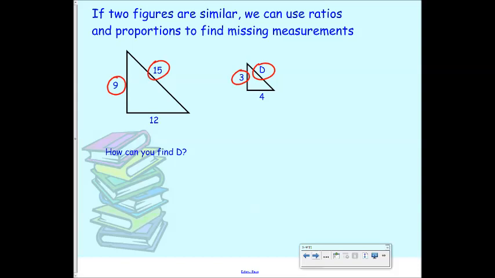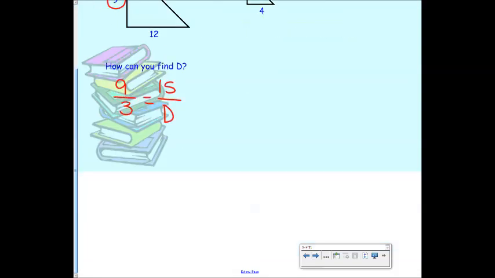So the proportion I'm going to set up is 9 goes with which one? 3. So I'm going to put 9 over 3. And then 15 goes with D. So I'm going to say equals 15 over D. And then how would I solve that? Cross multiply. So I'm going to do 3 times 15 and 9 times D. What's 9 times D? 9D. And then what's 3 times 15? 45. How would I finish?